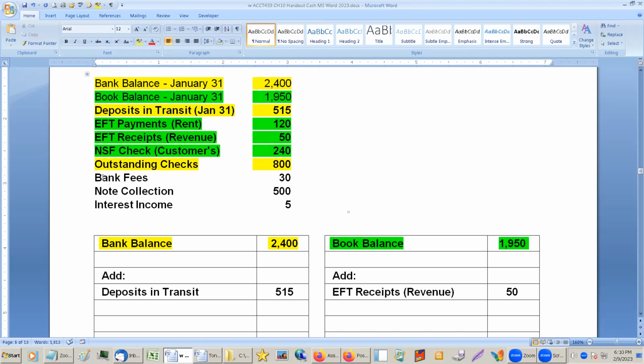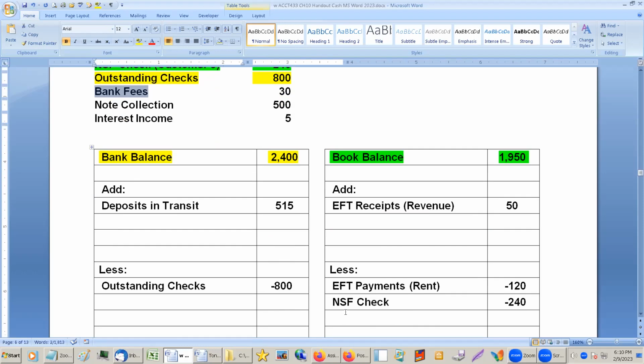Okay, bank fees. You're going to adjust the book side. Notice something about bank fees is that there is no check written for those. They just take it out of your account.